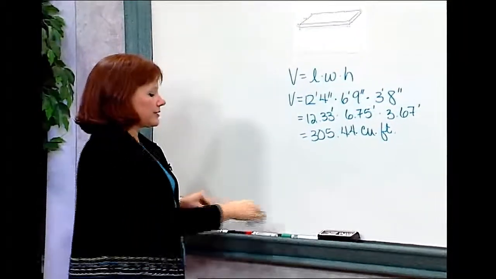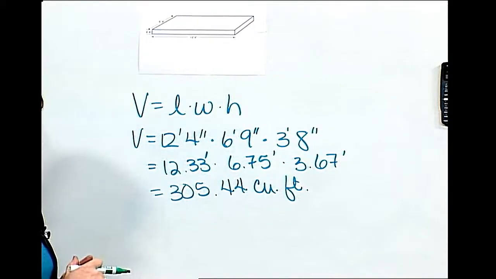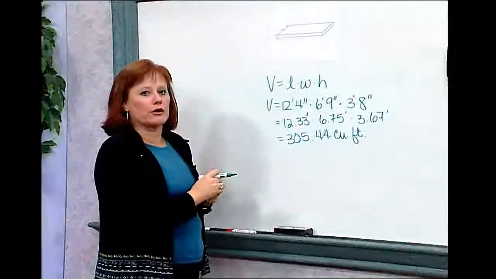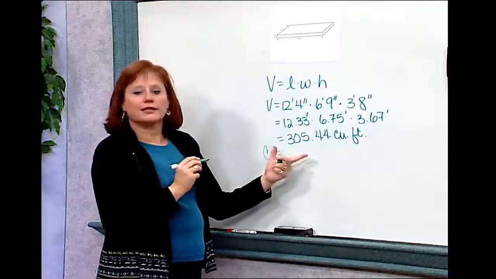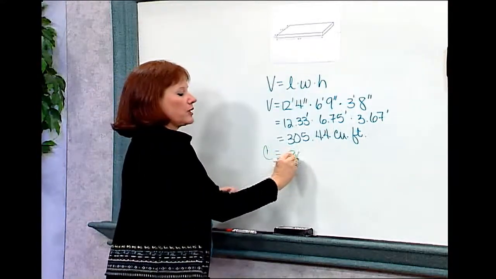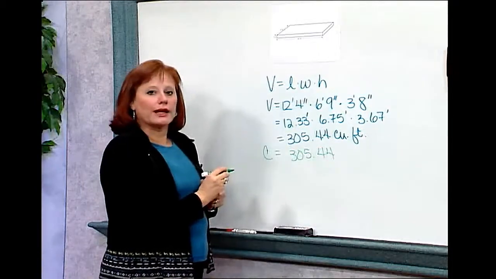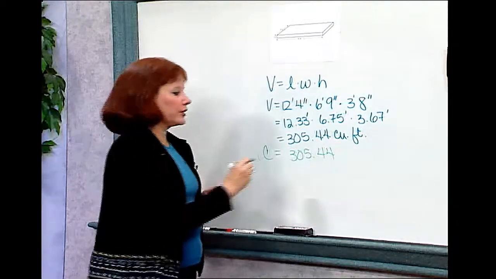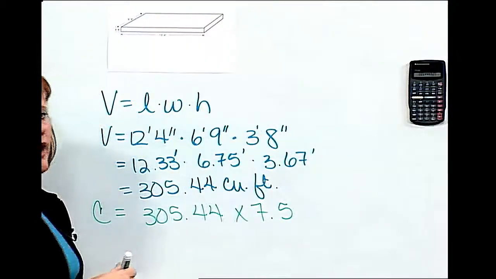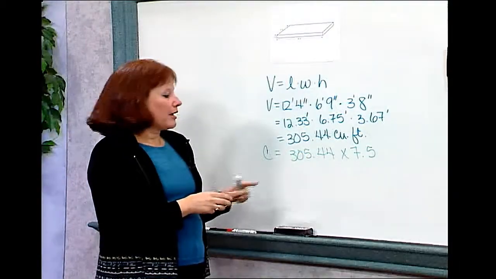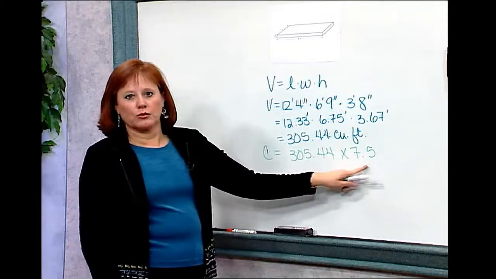We're asking a capacity question. I've actually only found the volume, and what I want to find is the capacity. I want to know how much water this container will hold. If I'm going to find the capacity, I need to take the volume of the box, 305.44, and multiply it by how many gallons can be found in a single cubic foot. And we decided to round this off so that we can say there are 7 1/2 gallons in each cubic foot.